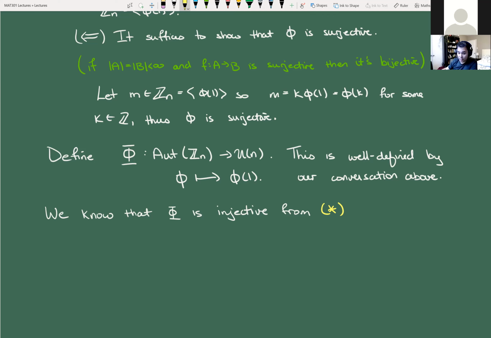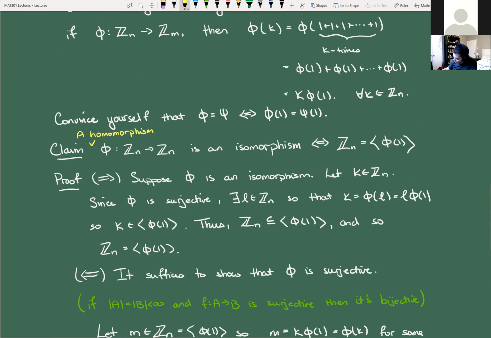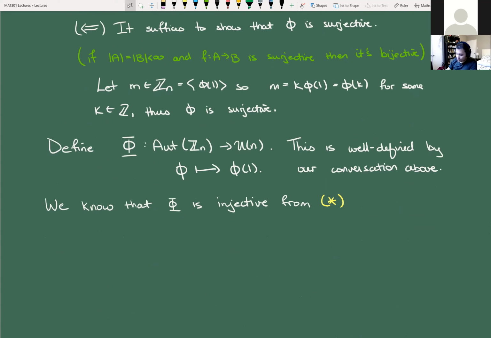So I'm claiming that Phi is injective from star. Star is this statement right here. Okay, that two homomorphisms are the same if and only if phi of 1 is equal to psi of 1. That is precisely the statement that this map is injective, right? Since if Phi of phi is equal to Phi of psi, that's true if and only if, well, the outputs of these things are phi of 1 equals psi of 1, and that's if and only if phi equals psi, right? So that gave me injectivity.